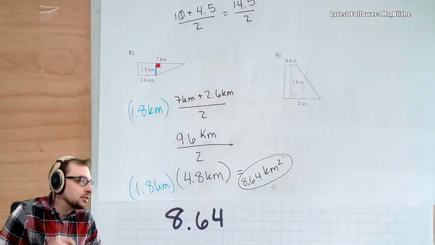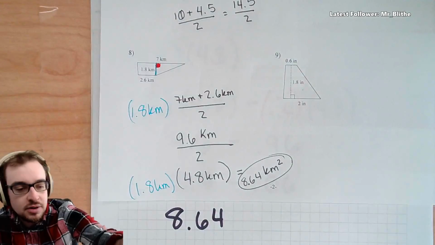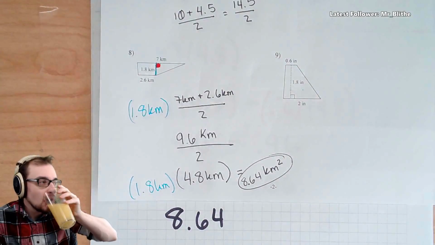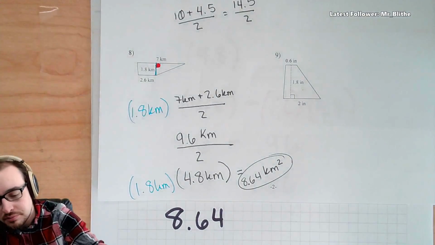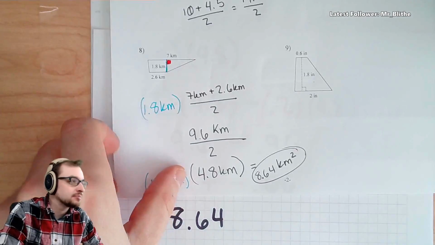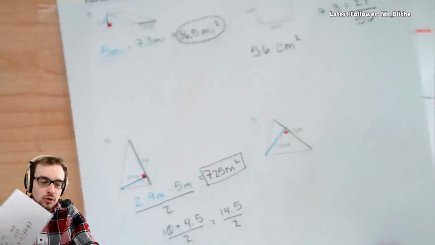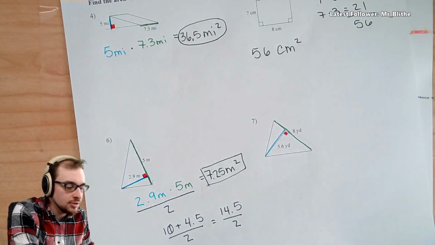I'll leave this last one to you. Number 9, it's the same dumb problem, right? Average the bases. Times by the height. So that's 8. Let's look at number 10.